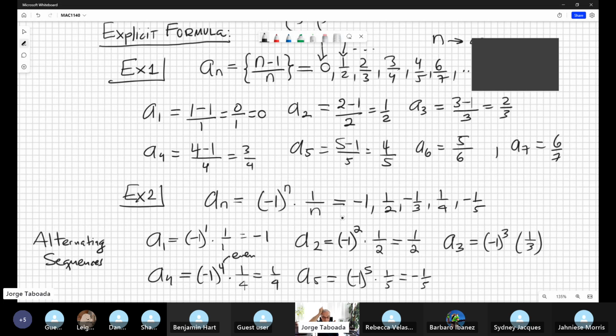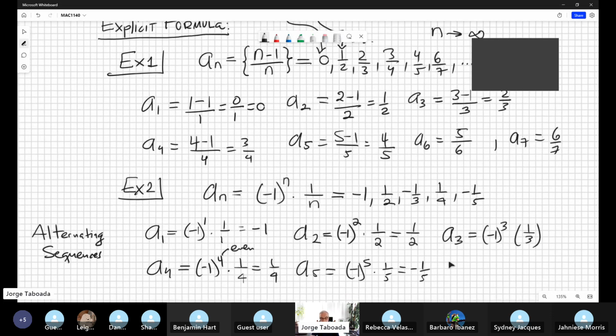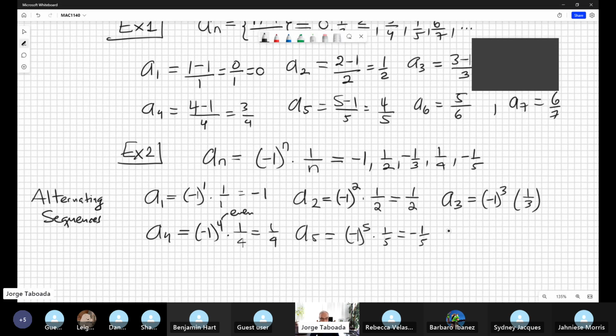Okay. So, yes, it's the same, but I want to illustrate this behavior because it's alternating. And not necessarily, for example, if I change the behavior completely. Suppose that I put in the explicit formula negative 1 raised to the n plus 1, not n, you know, n plus 1 times 1/n. Well, it's the same value. All right, let's see here.